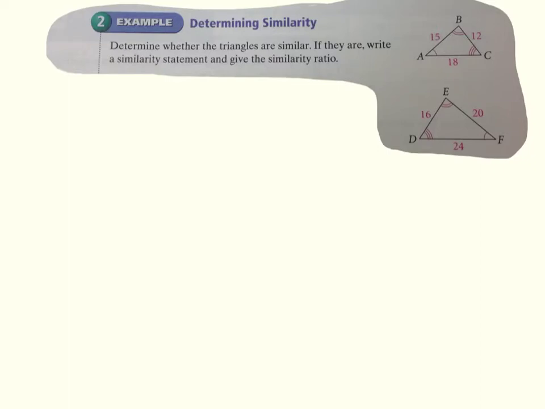So what we're going to do to check that is we're going to set 1 to 2, the angle with one arc to the angle with two arcs, AB, is 15, and we're going to put that over the angle with one arc to the angle with two arcs, which would be FE, 15 over 20, and see if that equals 2 to 3, which would be 12 BC over 2 to 3 ED, which is 16, and see if that equals 1 to 3, which would be 18 over 24.